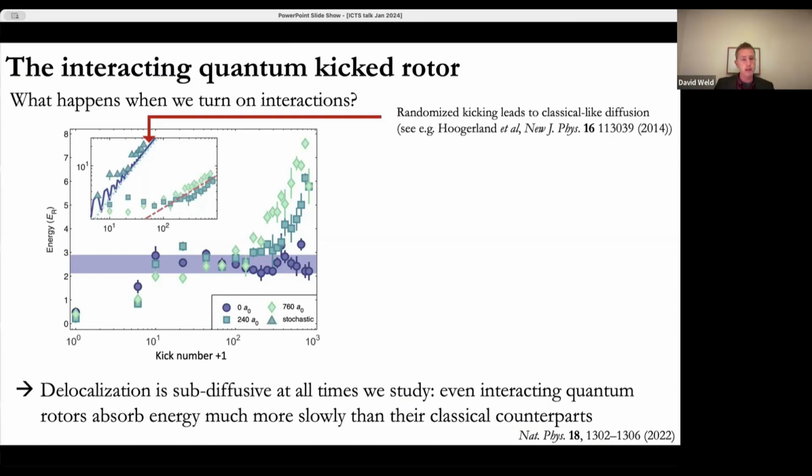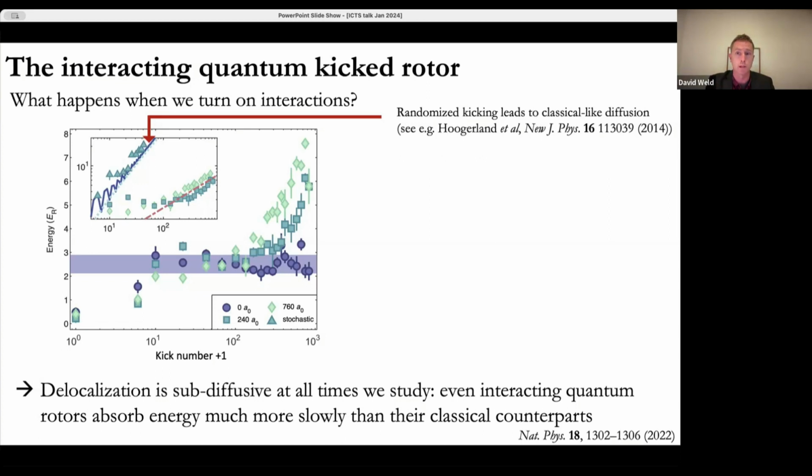case. Something that's pretty interesting is the way that these interacting kicked rotors diverge from that prethermal plateau does not look classical still. If you do the trick we did before and randomize the kicking so that the system evolves classically, you get linear time energy growth. And that's plotted on the inset here. Those are experiments from the same day. That fast energy growth never occurs, even at very late times, for the interacting quantum kicked rotors. So we see this sort of subdiffusive delocalization, even at very strong interactions in very late times.